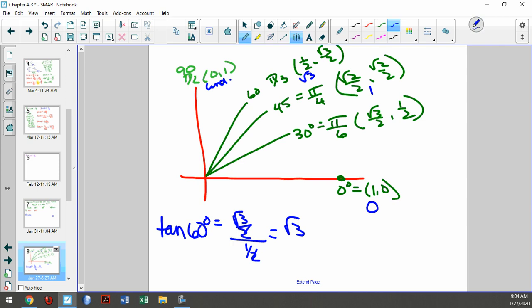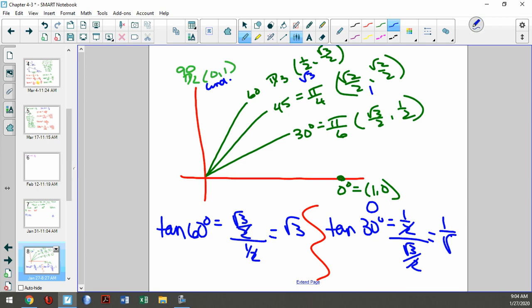So if I know my tangent, then I automatically know my cotangent. Okay? So now I'm going to do my tangent of 30 degrees, and that's going to be 1/2 divided by the square root of 3 over 2, and that's going to be 1 over the square root of 3. Do we all understand that? Now remember, I only memorize sine and cosine. But if I memorize sine and cosine, I can get all 6 trig functions, can't I?